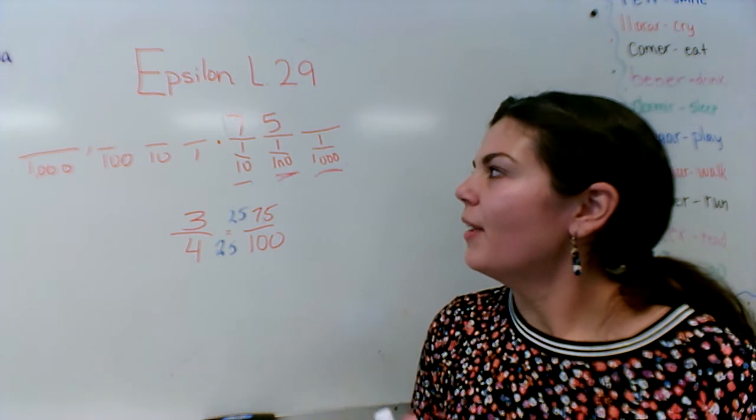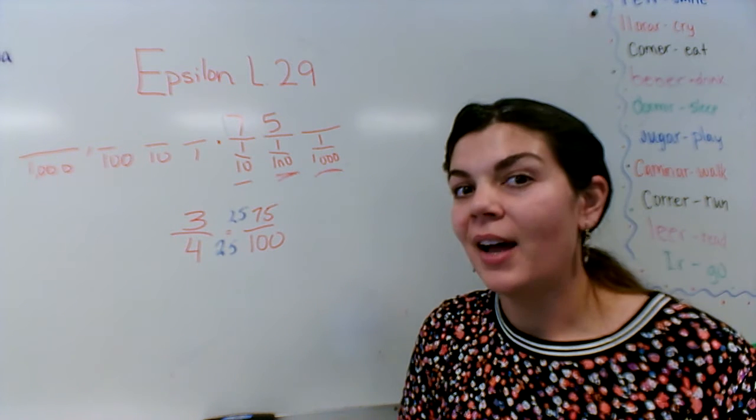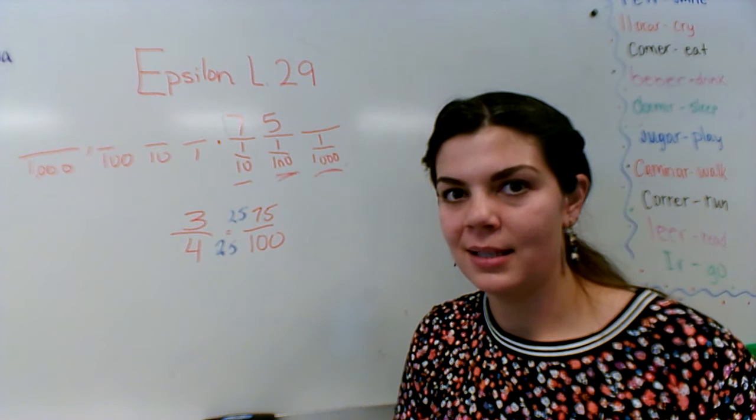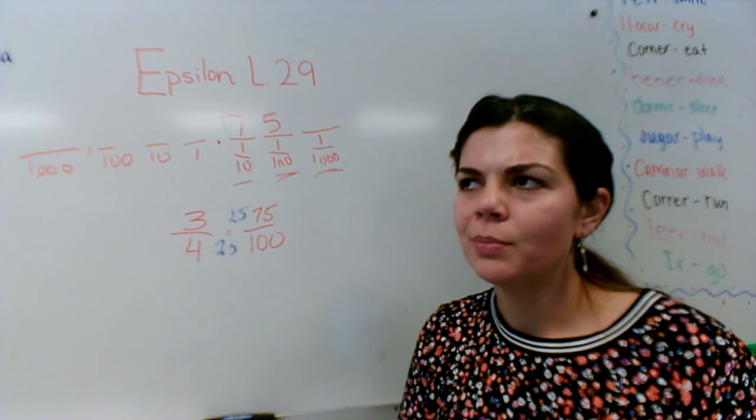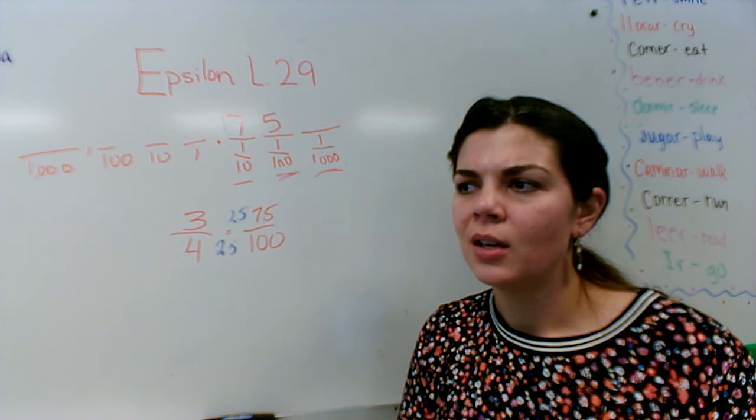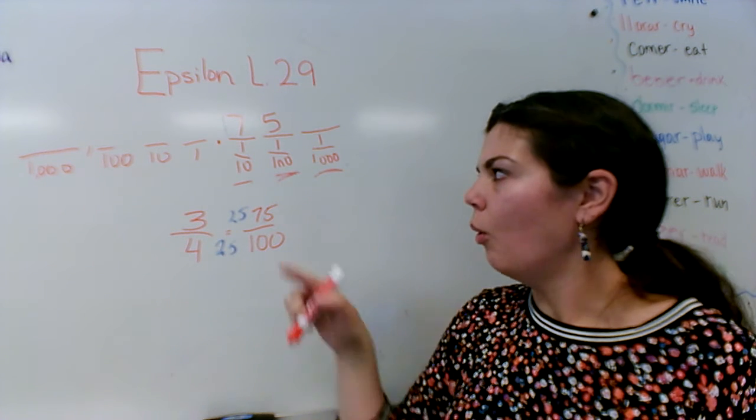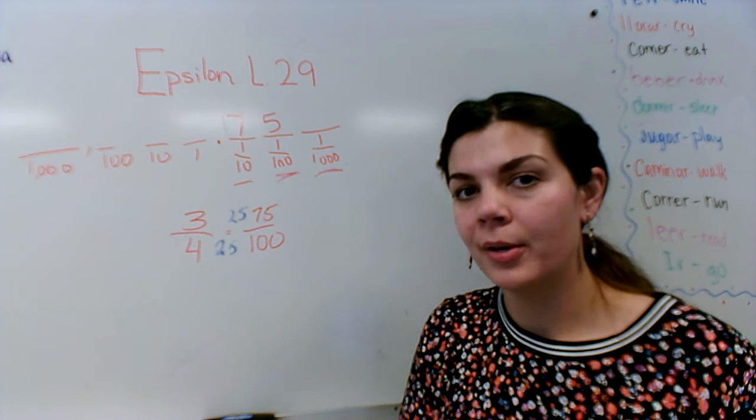Let's see. So if I have 0.75, that means I've got it in my hundredths place. How much percentage do you get on a perfect spelling test? You get 100%.